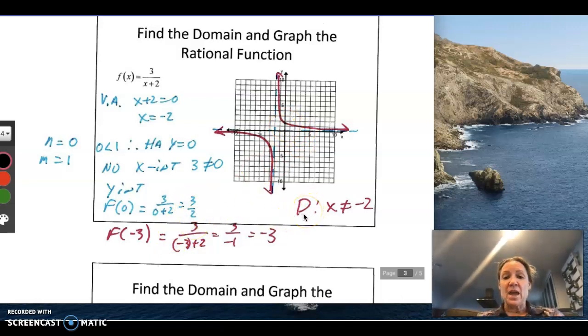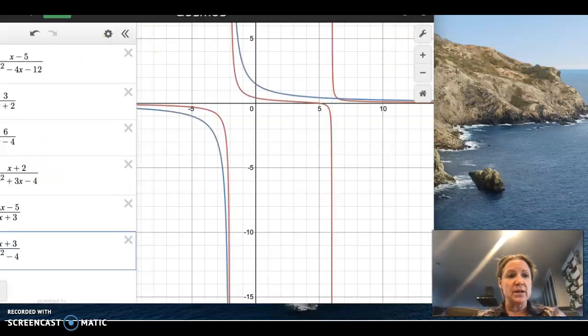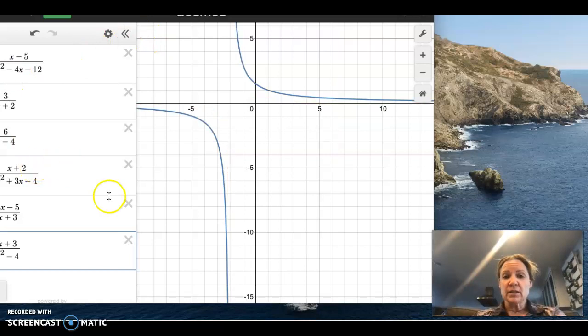If you're asked for the domain, you're going to say all real numbers except for when x is equal to negative 2. And if you're trying to figure out something happening, plug in a number over here or a number over here, and it's going to give you the exact value. Okay, so let's look at it in Desmos. If you wanted to type that one in Desmos, there it is.